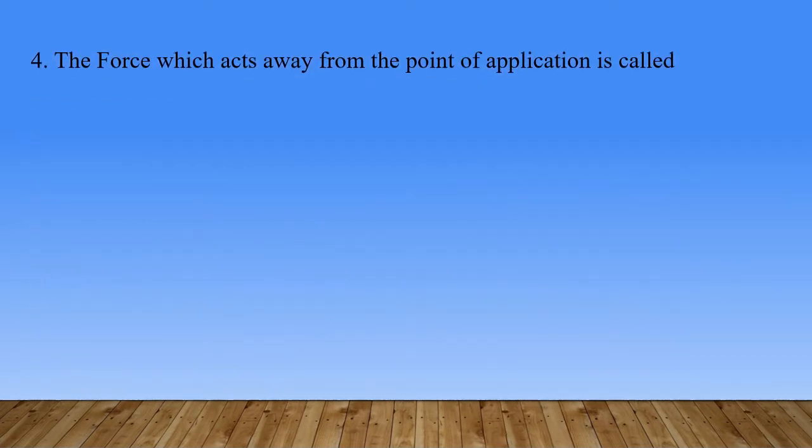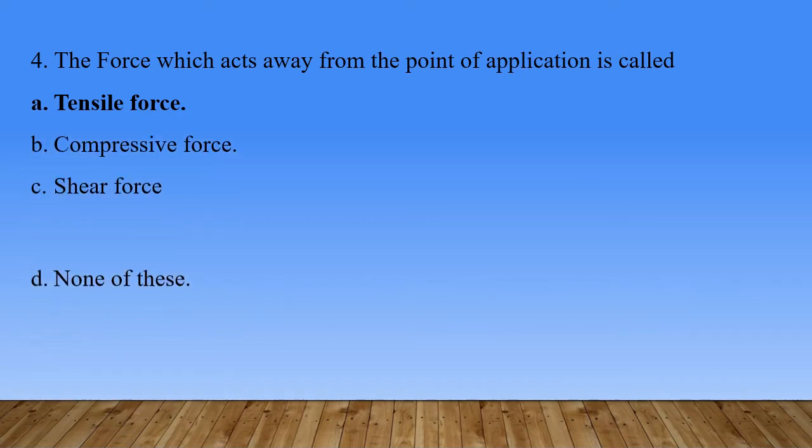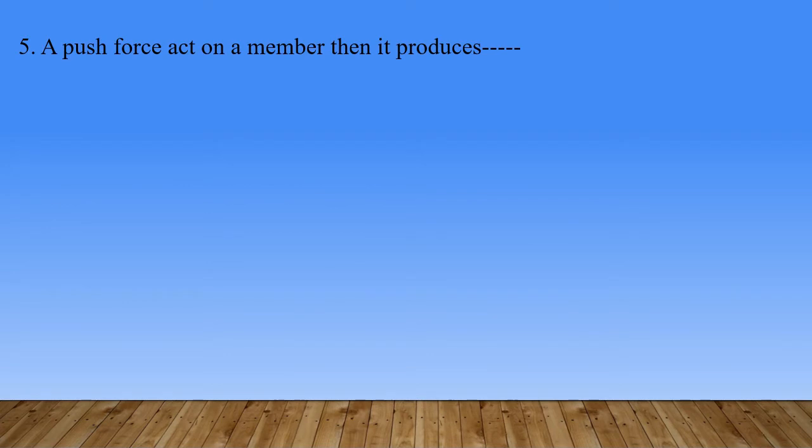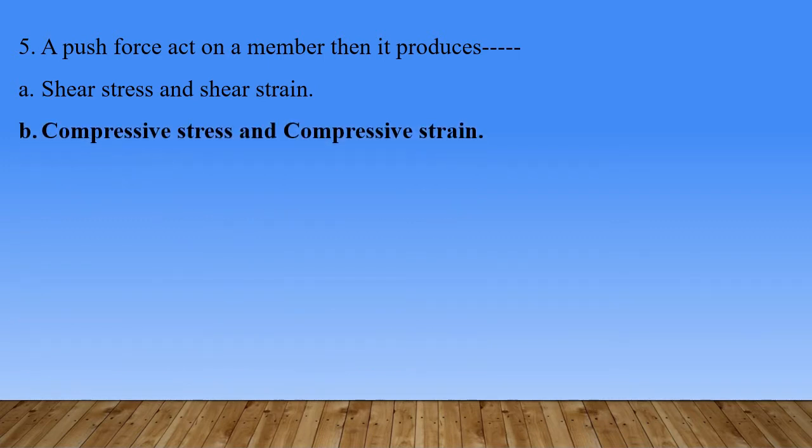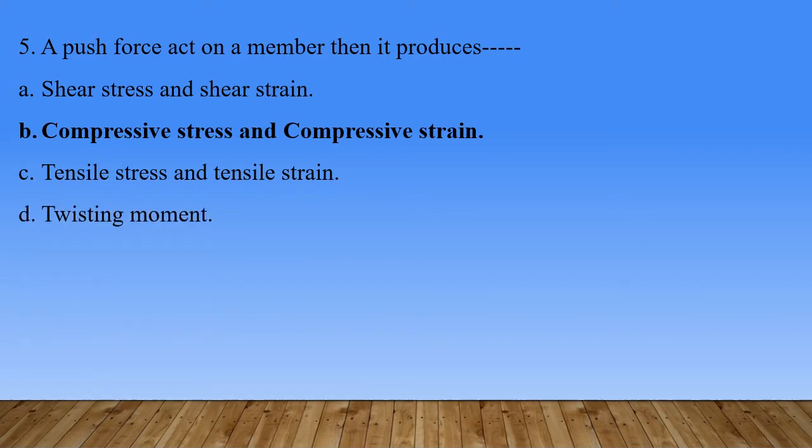Question number 4, the force which acts away from the point of application is called option A, tensile force. Option B, compressive force. Option C, shear force. Option D, none of this. The correct answer is option A, that is tensile force. Question number 5, a push force acts on a member, then it produces option A, shear stress and shear strain. Option B, compressive stress and compressive strain. Option C, tensile stress and tensile strain. Option D, twisting moment. The correct answer is option B, that is compressive stress and compressive strain.